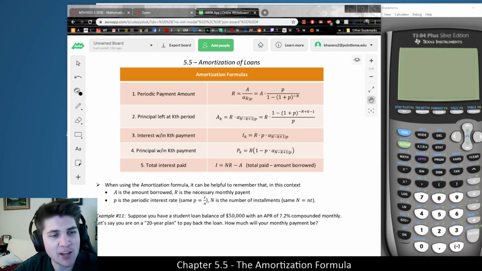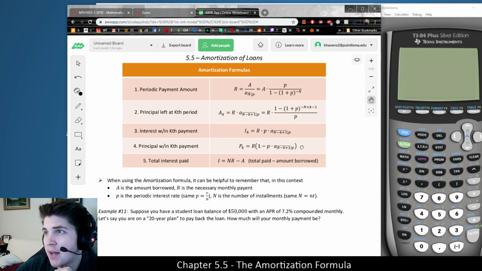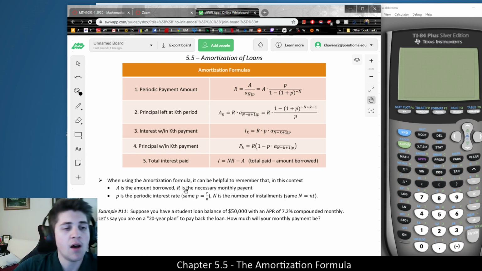Now let's go ahead and finish it up and do a couple examples of using the amortization formulas to actually solve some principles of a hypothetical loan. And another thing to keep in mind when working on them is that if you're trying to solve the monthly payment, we're trying to figure out R in the formula, which is what number one is all about. A is always the principal, the amount borrowed to begin with, and P and N are exactly the same variables from all of the other videos.